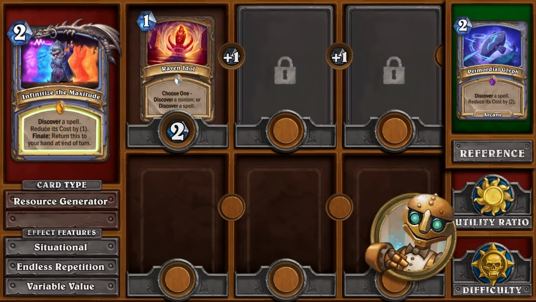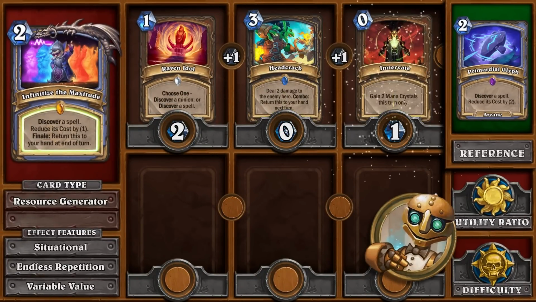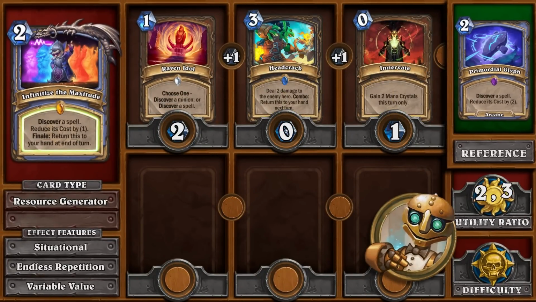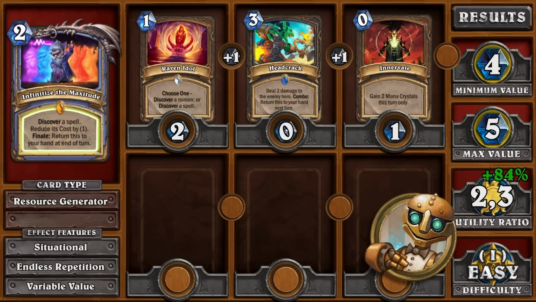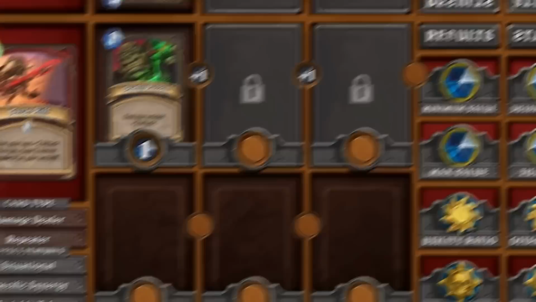In its original form, Infinitize the Maxitude had a perfectly balanced effect that almost lived up to classic game standards. After the buff, the card became a kind of copy of Primordial Glyph, which increased its usefulness by 84%. The spell has an unusual additional component that allows you to generate resources on each turn. Despite this, the current utility factor is in line with modern gaming standards.